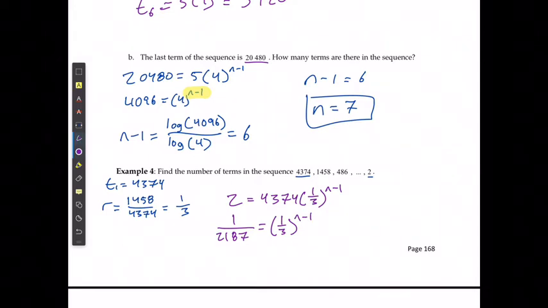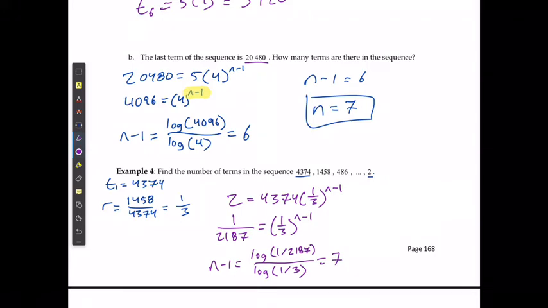And I'm going to use my logs trick to solve for what n minus 1 is again. I'm going to say that my exponent, n minus 1, is going to equal log of 1 divided by 2,187 divided by log of 1 over 3, which is going to give me 7. So if n minus 1 is equal to 7, then n is equal to 8. There are 8 terms in this sequence.